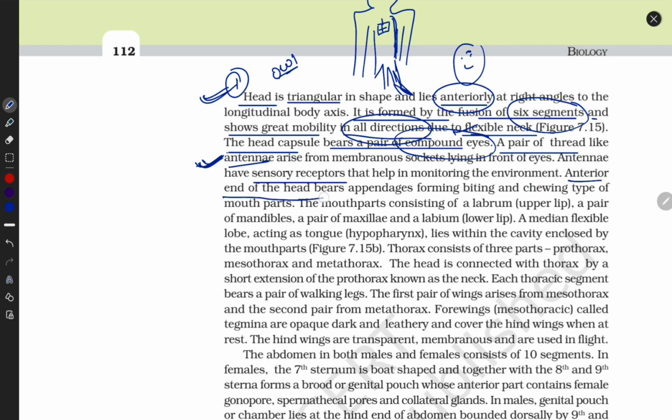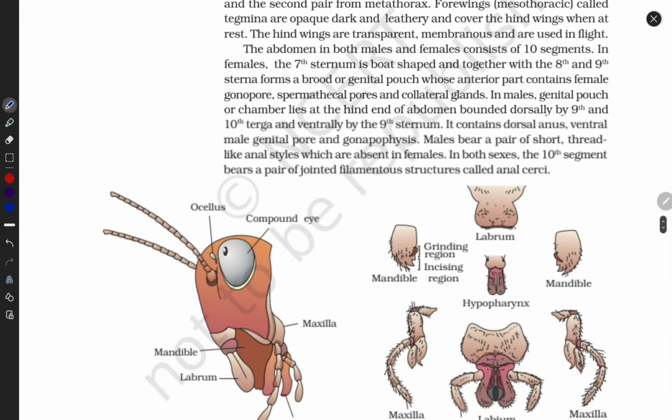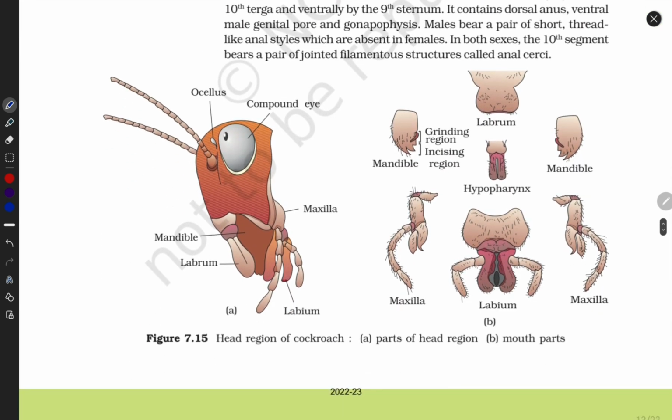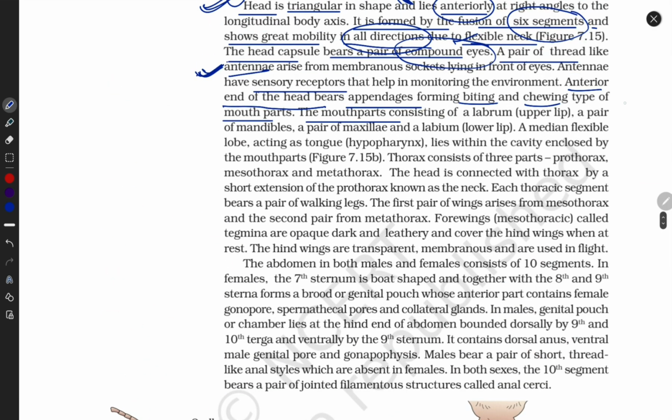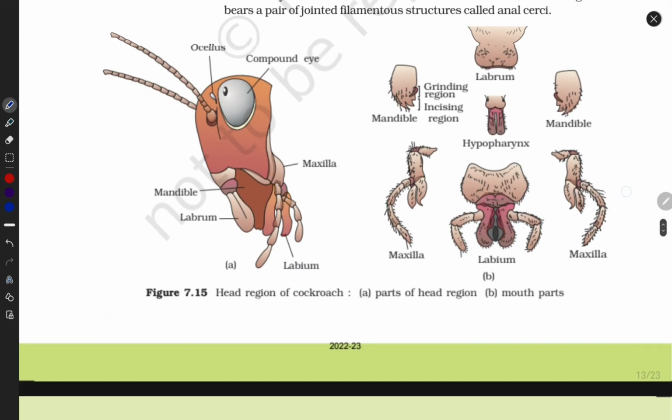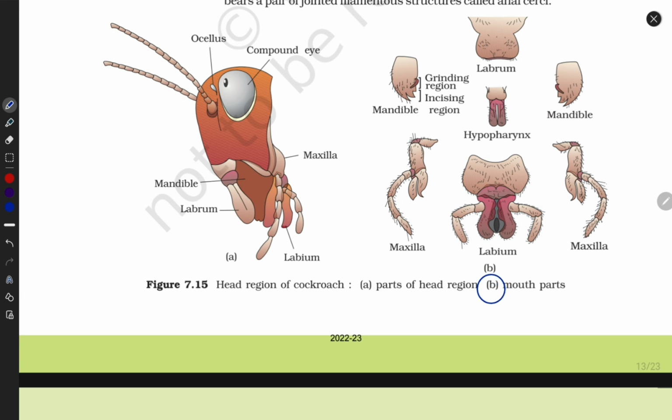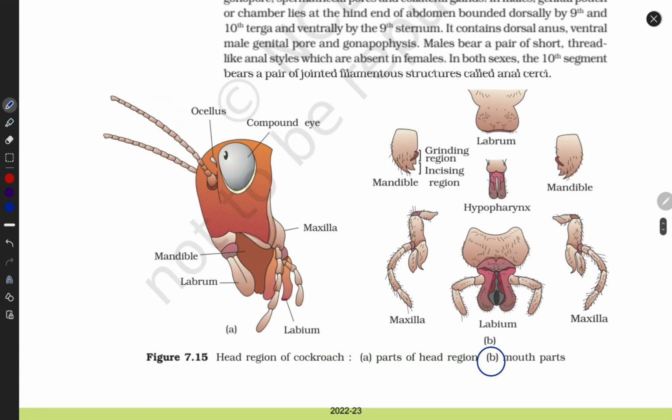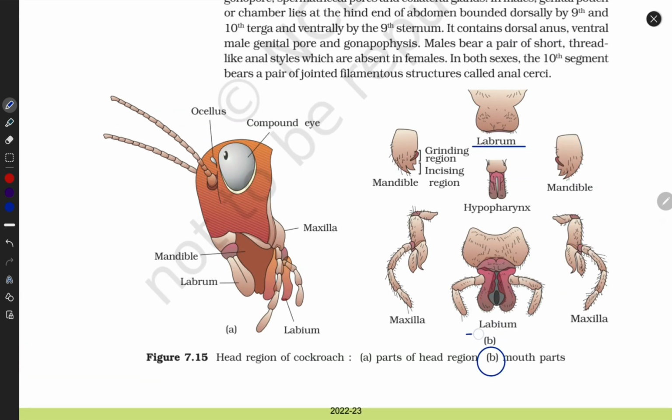Okay, anterior end of the head bears appendages forming biting and chewing mouth parts. Okay, the mouth part consisting, where is the diagram? Oh guys, come on guys, look here. I'm explaining here. These parts. Okay, look at guys, their mouth part. Okay, this is the labrum, this is the labium, means upper lip. Upper lip, lower lip. Look at here, what a horror structure. This is labrum, upper lip.